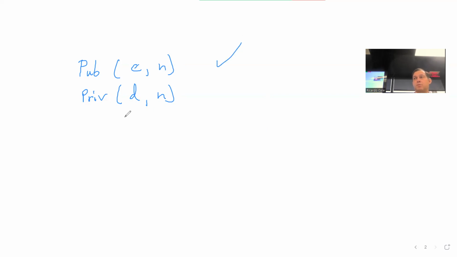And the private key you keep a secret. In particular, this is the thing that you keep a secret. We know that D is much bigger than E. So we know that. That's kind of a relationship.